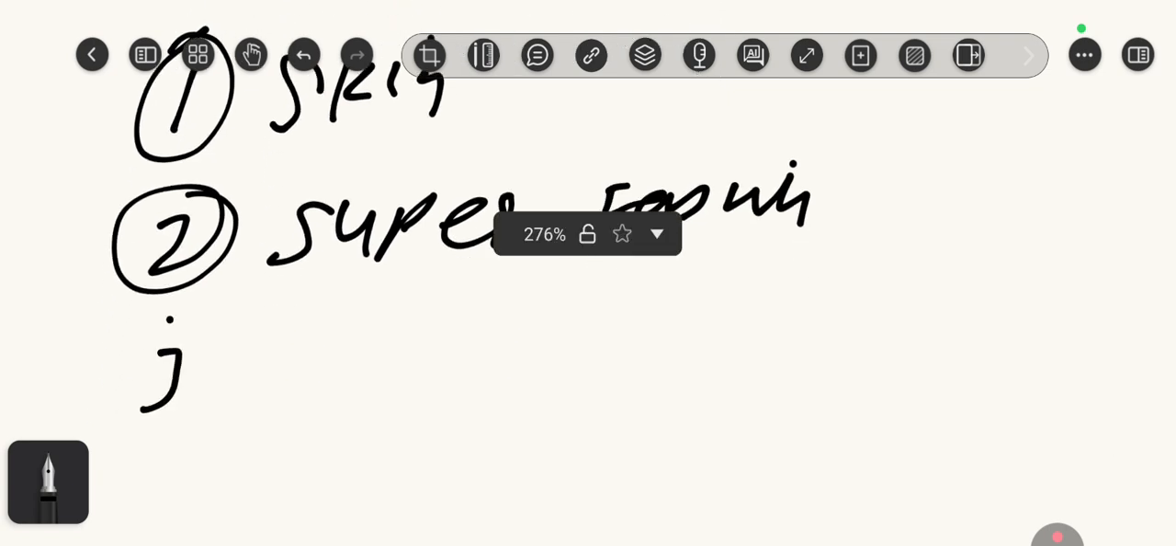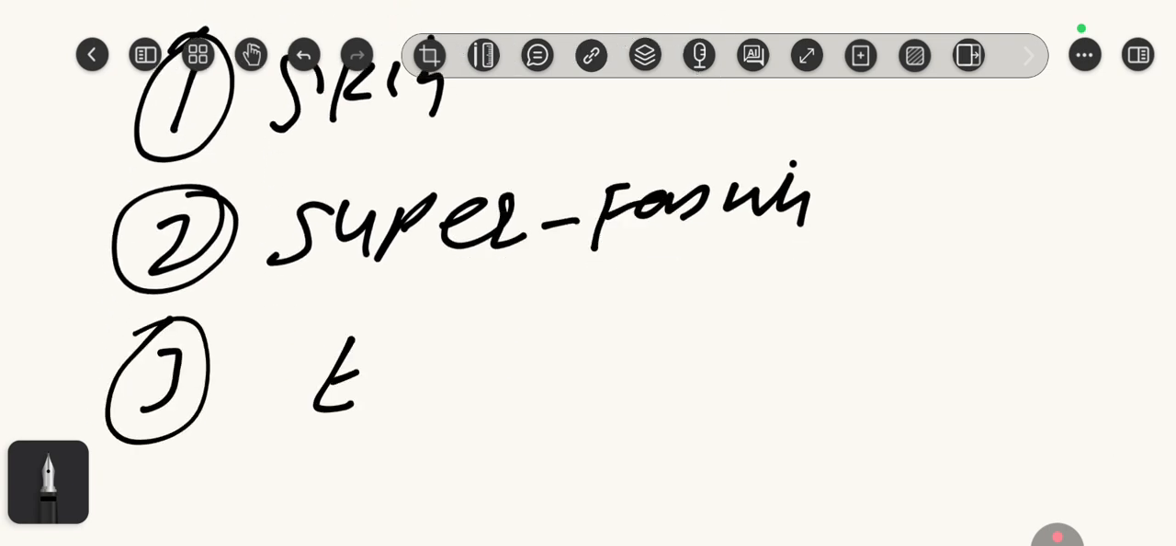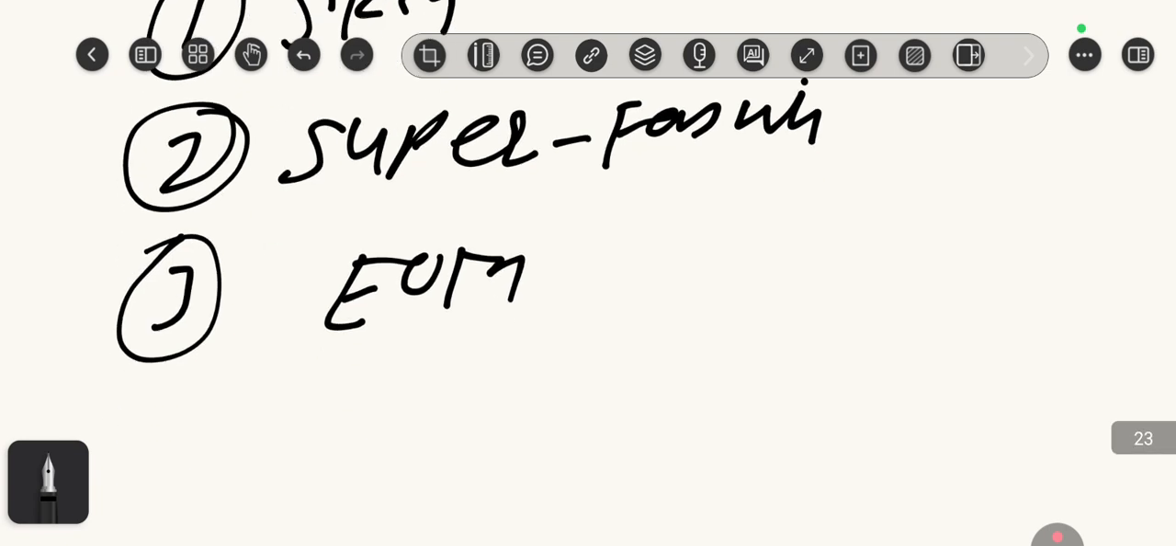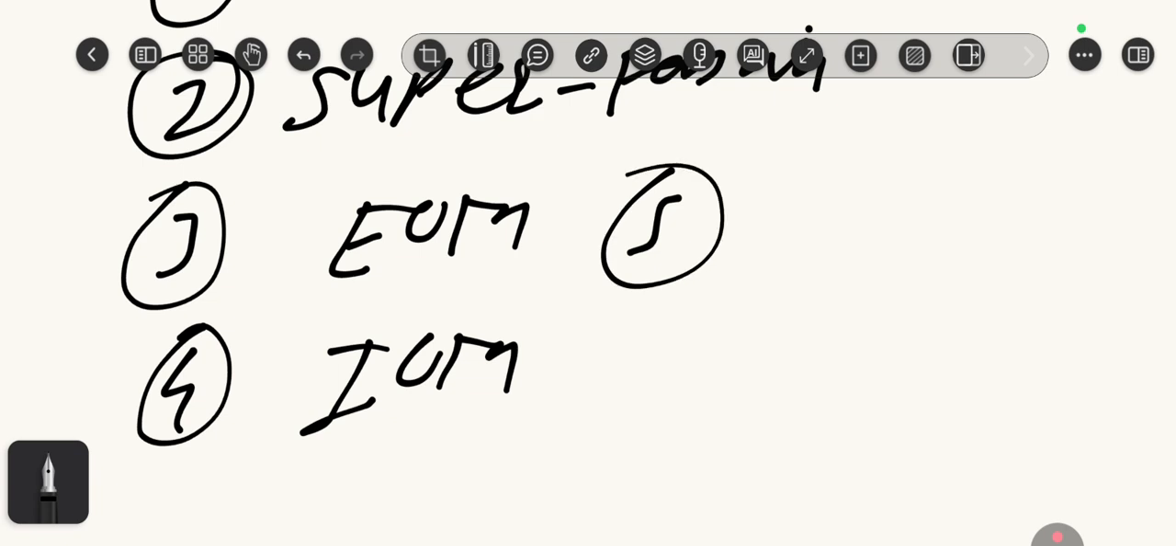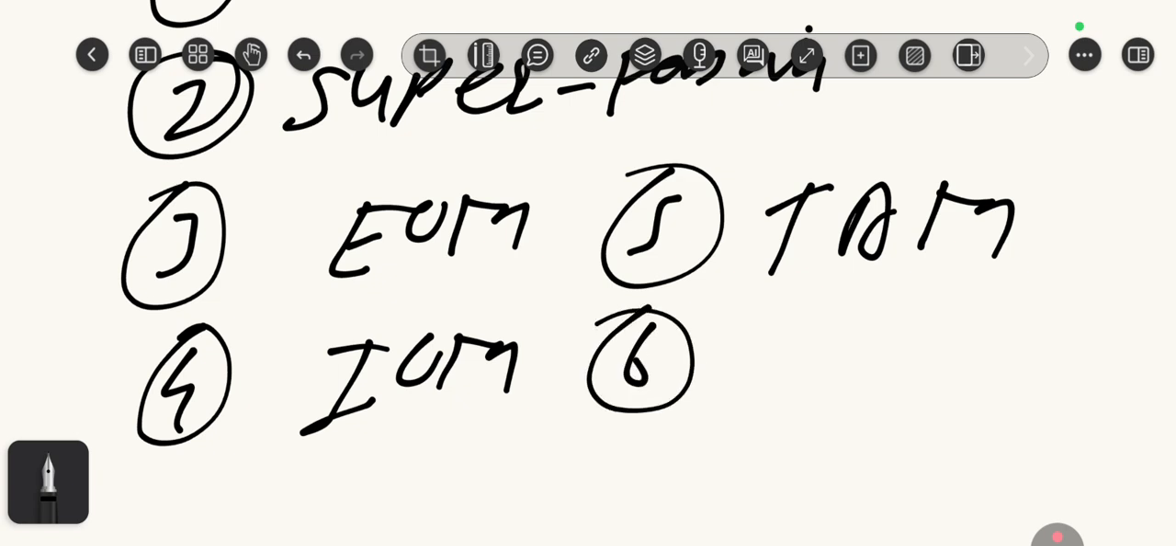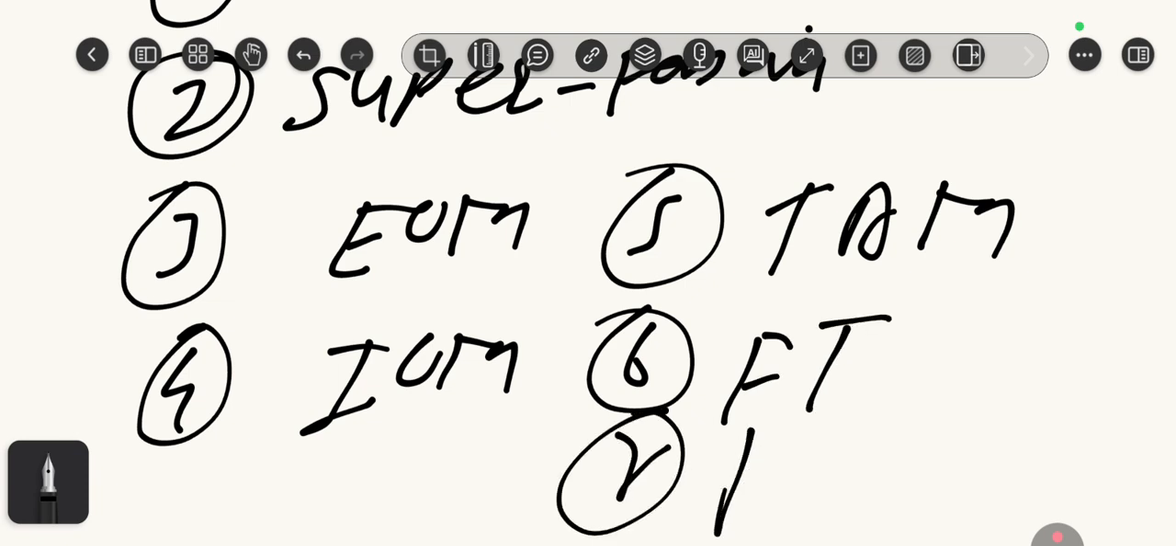Third one is external oblique muscle. Fourth one is internal oblique muscle. Fifth one is transverse abdominal muscle. Sixth one is fascia transversalis and seventh one is peritoneum.